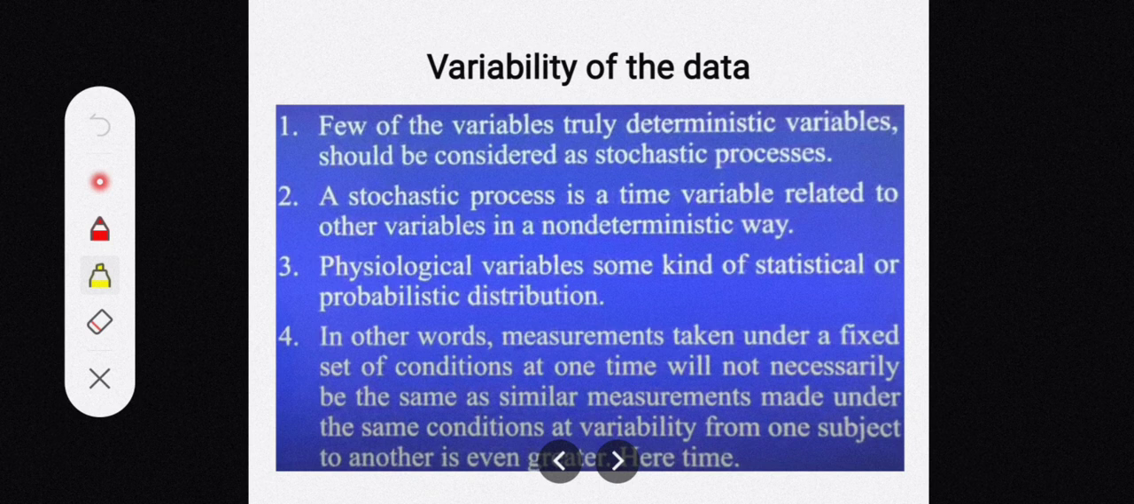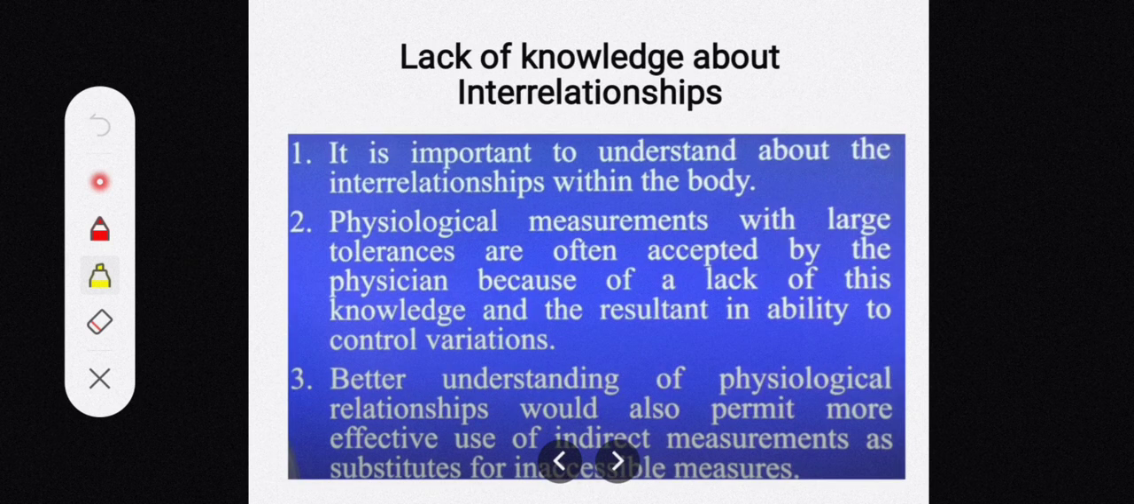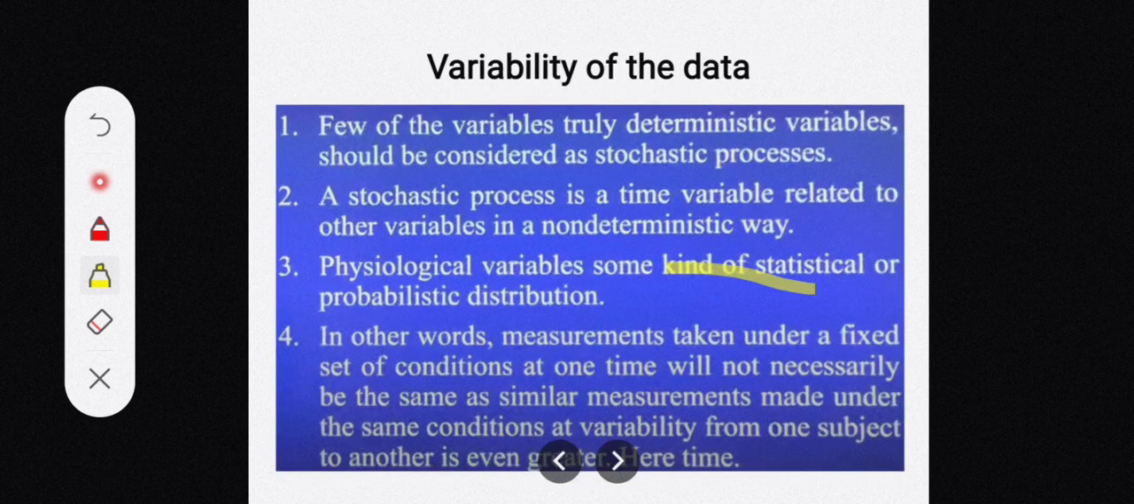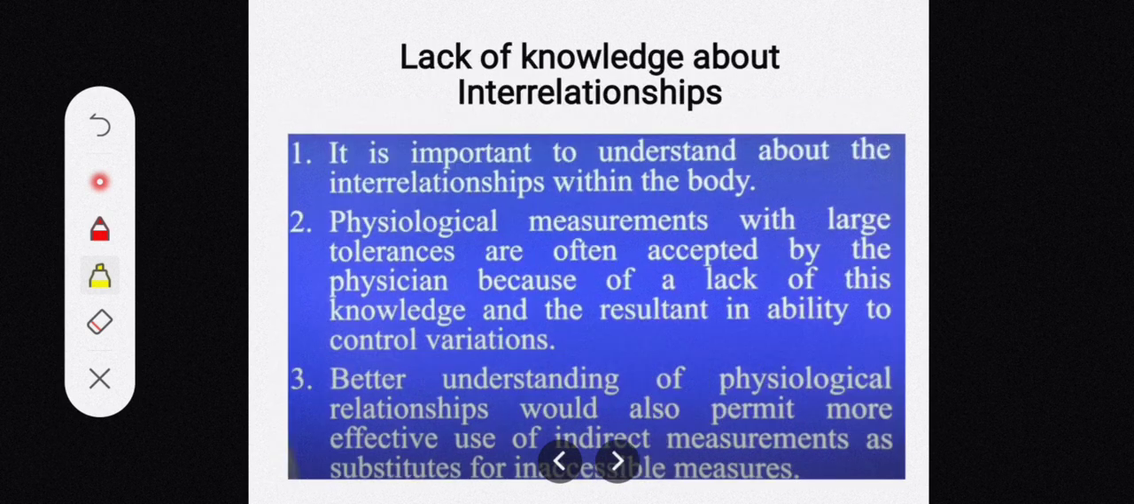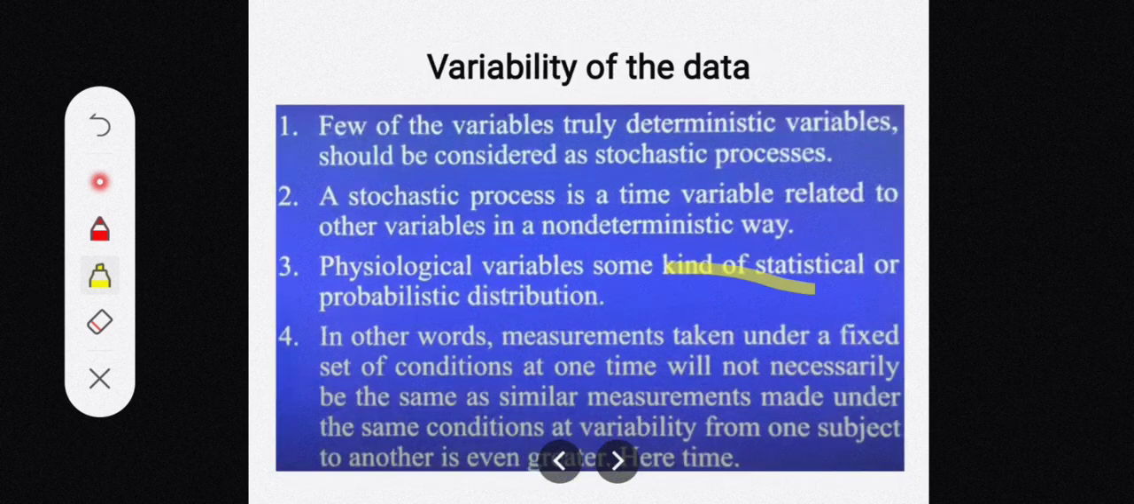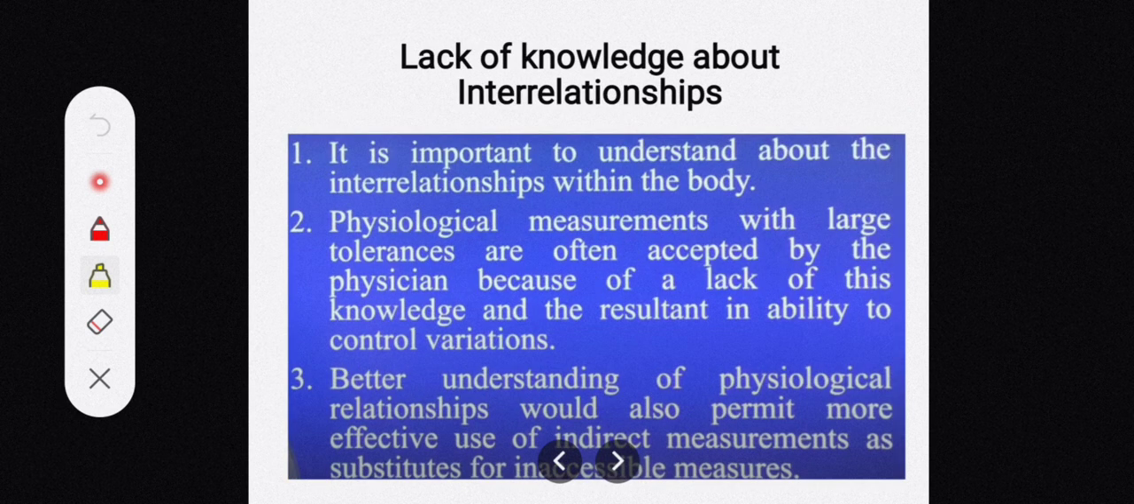The next problem that has been encountered in measuring a living system is lack of knowledge about interrelationships. In the previous two cases I discussed inaccessibility of variables to measurement, and variability of data. As I have told you, variability of data means that one physiological variable gives variation of data at different points of time. So why is there variation of data?